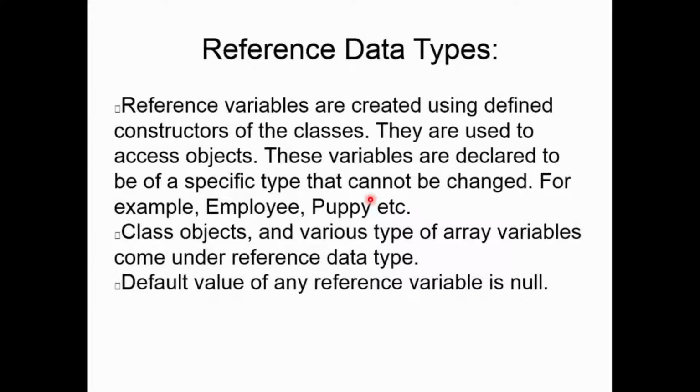Next is reference data types. Reference variables are created using defined constructors of the classes. They are used to access objects. These variables are declared to be of a specific type that cannot be changed. For example, employee, puppy, etc. Class objects and various types of array variables come under reference data type. Default value of any reference variable is null.